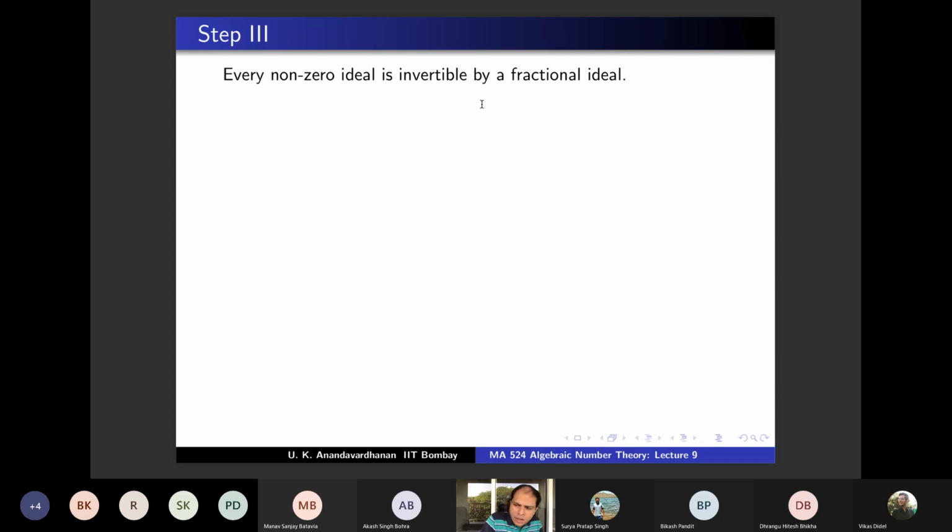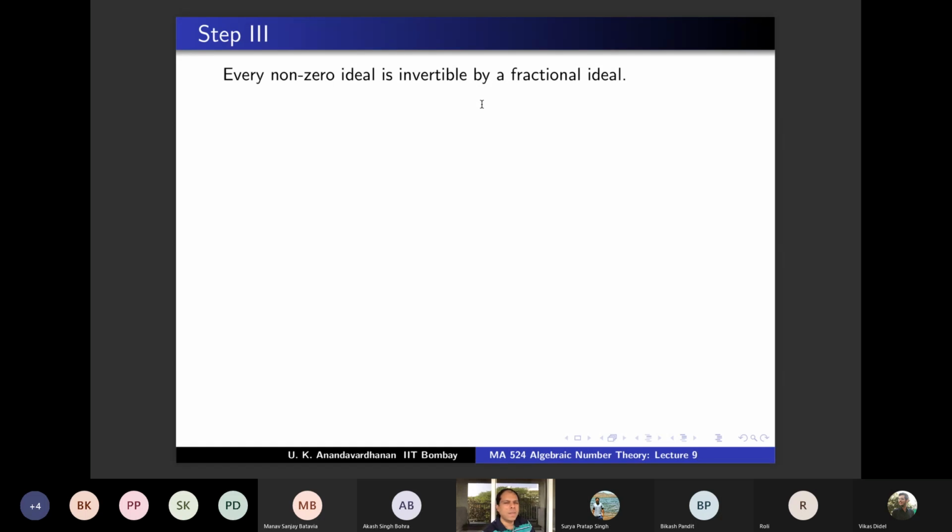Given an ideal A, would you like to guess what the inverse will be finally? For the ideal P, we said that P inverse is the inverse, and P inverse I defined as the set of all x in K such that x times P is contained in O. If the world is nice, what would be the inverse of A? Same. Just change the notation: A inverse is defined as the set of all x in K such that x times A is contained in O. That is of course a fractional ideal, and that should be the inverse. So what we have to show is that A times A inverse is O.